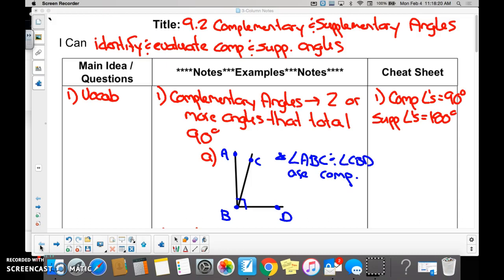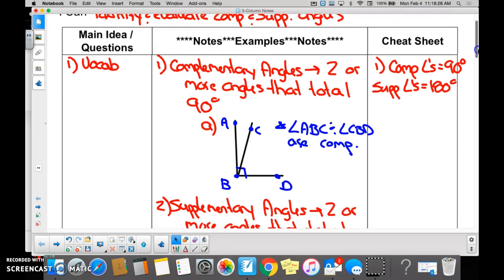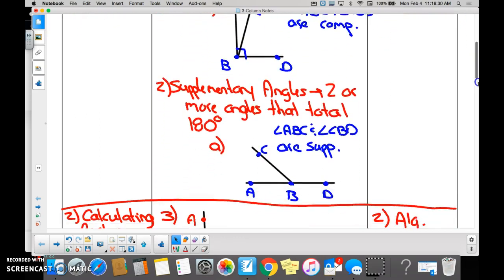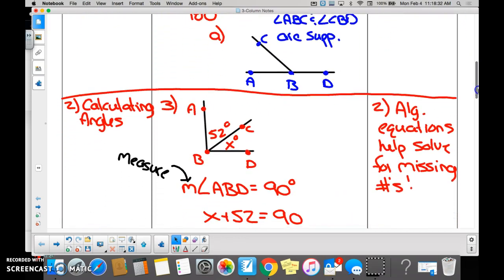A complementary angle would be two or more angles that measure 90 degrees. A supplementary angle would be two or more angles that measure 90 degrees. And then you got some examples in the vocab of both of those.